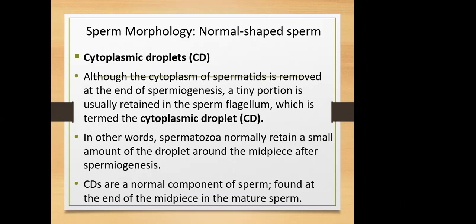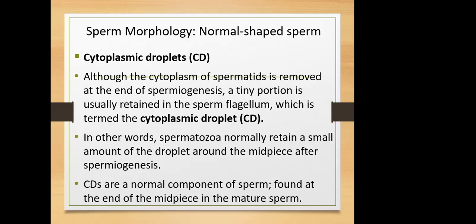All right. So I have to say this because if you have to understand the cytoplasmic droplet, then you have to appreciate the fact that we are saying that the cytoplasmic droplet is normal. How does it become normal? And so you should also understand this process that I'm talking about. All right, so let's move on. So in other words, spermatozoa normally retain a small amount of the droplet around the mid-piece after spermiogenesis. I'm sure you understand spermiogenesis. That's the process that you are talking about.